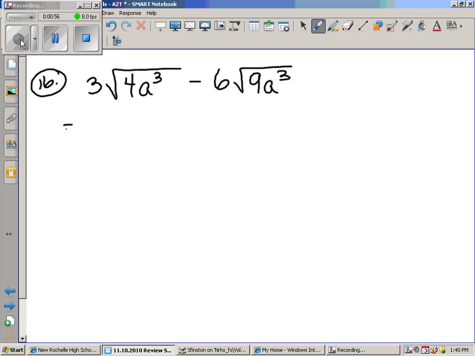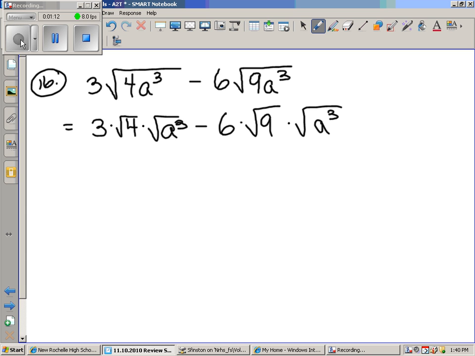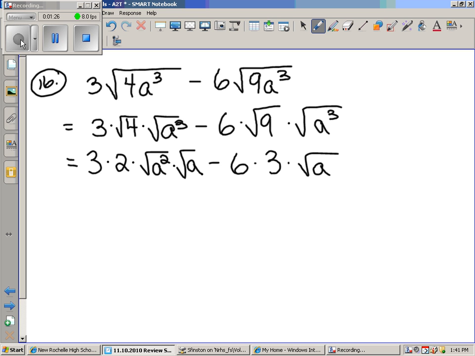All right, problem number 16. Once again, we're asked to simplify this. And so here we're going to do this. We're just going to split it up. That's going to be 3 times square root 4 times square root of a cubed minus 6 times square root 9 square root of a cubed. That's 3 times 2 times, that's a cubed. Just like the last problem, we're going to split it up exactly the same way. That's a squared times a minus 6 times 3 times square root of a squared times a.